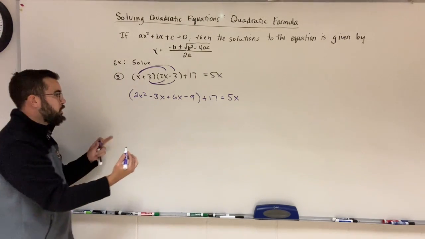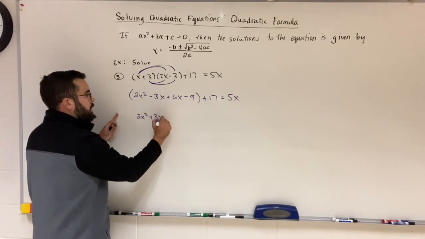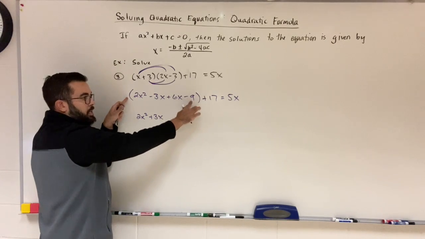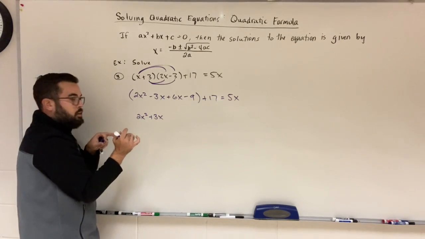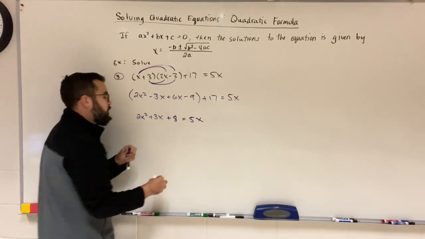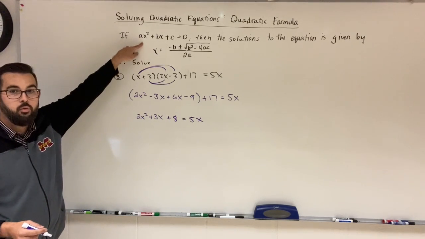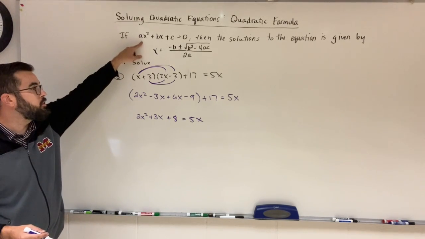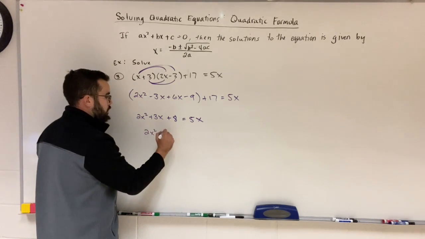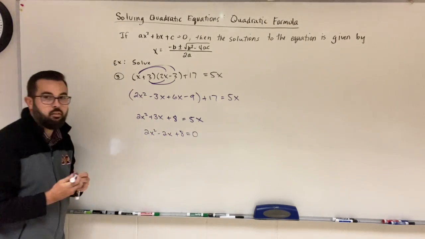All right, now I need to combine like terms. So I have 2x squared plus 3x. I can drop the parentheses and combine negative 9 plus 17. Okay, so that is positive 8. I still have that's equal to 5x. Now I need a 0 on one side. That's the beginning part of this conditional statement. So I need to subtract 5x from both sides. So I have 2x squared minus 2x plus 8 equal to 0.